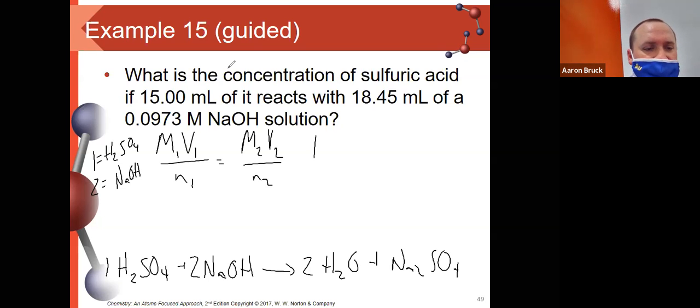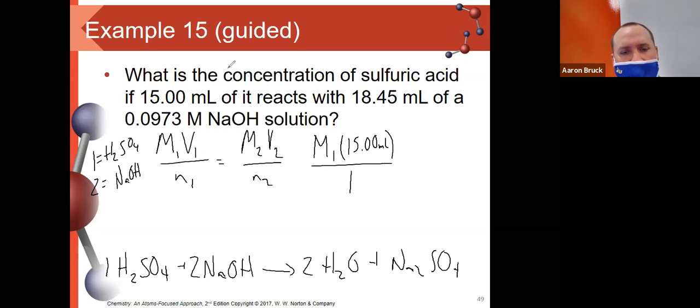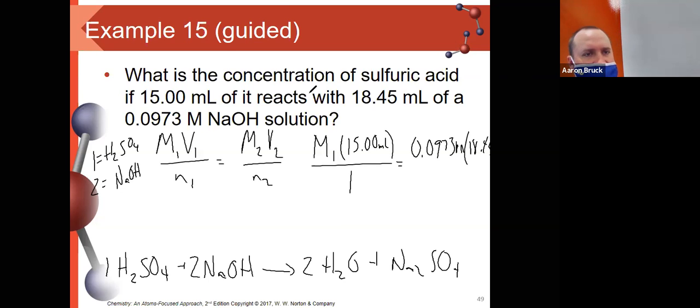We don't know what the concentration of the sulfuric acid is, so that's what we're trying to find. We are told that we have 15.00 milliliters of it, however. And we know that the coefficient for it is 1. On the opposite side, our concentration is 0.0973 molar. Our volume is 18.45 milliliters.